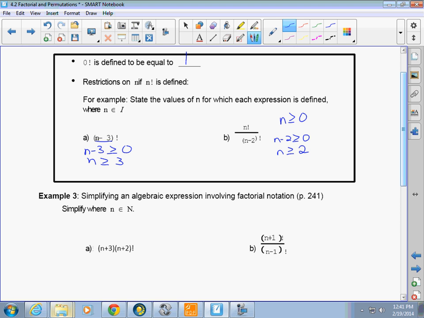So if I have n factorial, that n has to be greater than or equal to 0 because I can't do negative values. N minus 2 means that I have to have n greater than or equal to 2. So my restriction on this particular expression is whichever value is largest. So choose the biggest as your restriction. So that means for this particular expression, n has to be everything greater than or equal to 2.